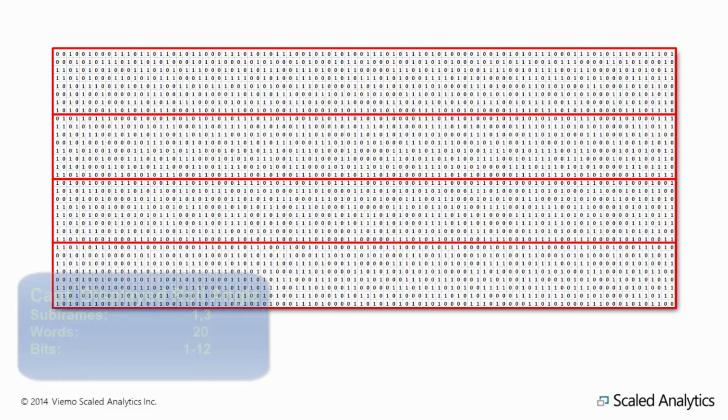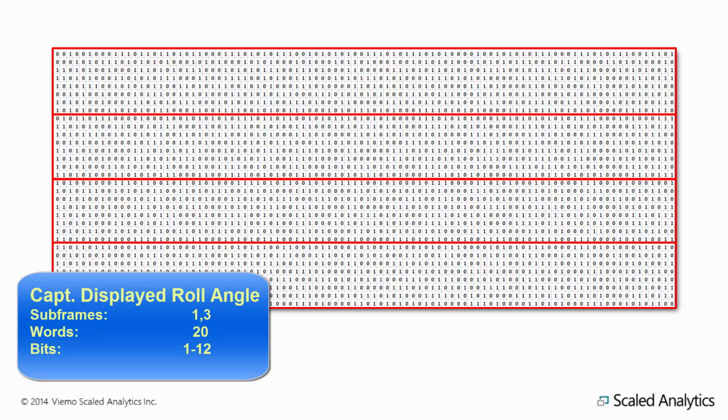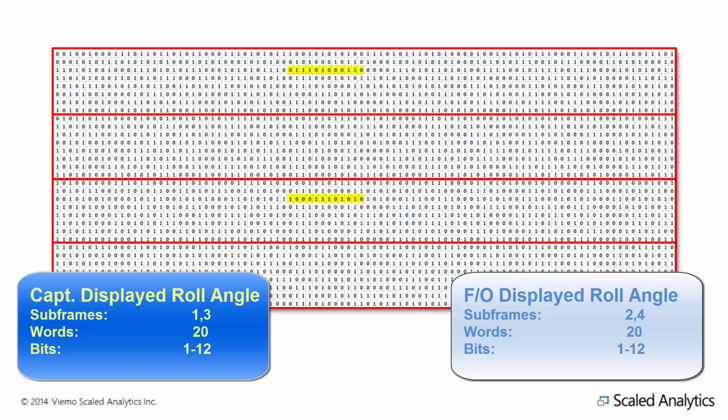Some parameters are recorded less frequently than once per second. In this example, captain displayed roll angle is stored in word 20, bits 1 to 12, but only in subframes 1 and 3. It turns out that the first officer displayed roll angle is located in the same word and bit locations, but in subframes 2 and 4.